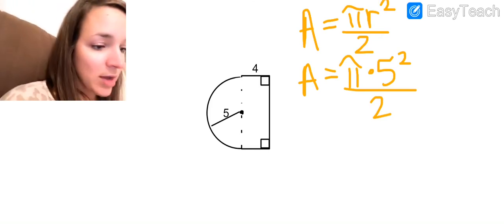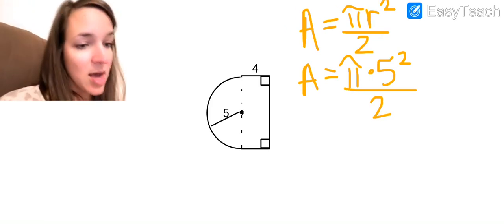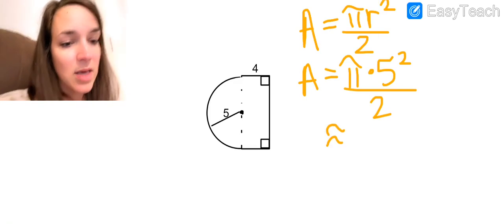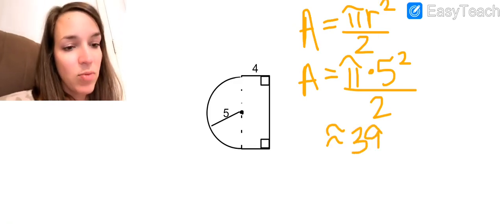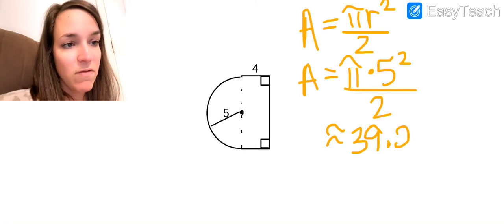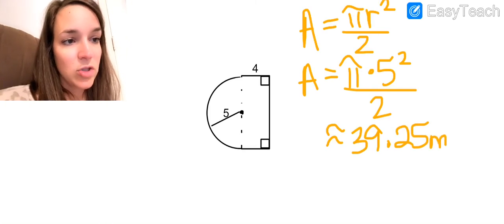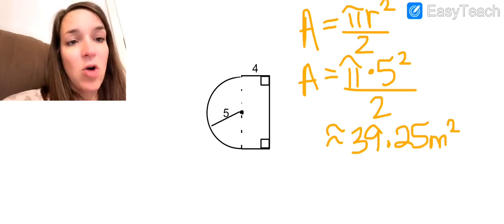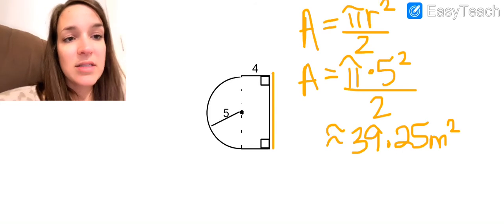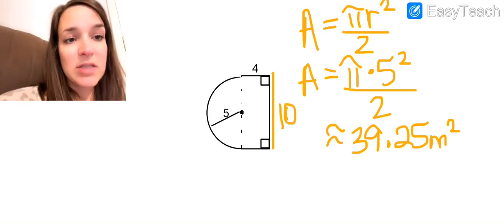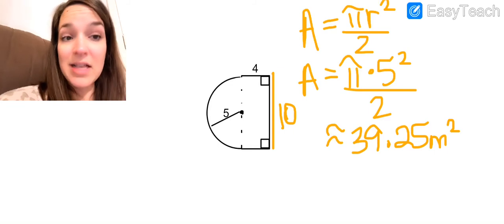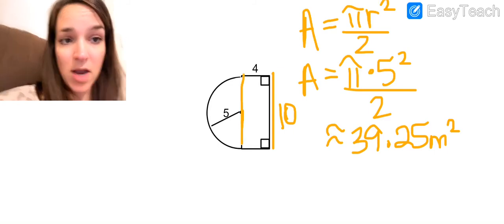So we're going to multiply pi times radius, which is 5 squared, over 2, okay? So then when I multiply all that out, I'm going to end up with approximately 39.25 meters squared. Now, we already determined this outside piece, and so it would remain the same. It's still going to be 10, like what we said before, because of the diameter, right?